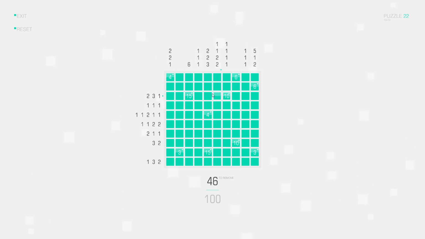Okay, I marked all the group clues. I think there's nothing that I can deduce from these clues yet. No, it doesn't look like it. So let's start with the column clues. I have two connected squares at the top of this column, so they have to be marked like this with a gap here. 2, gap 1.